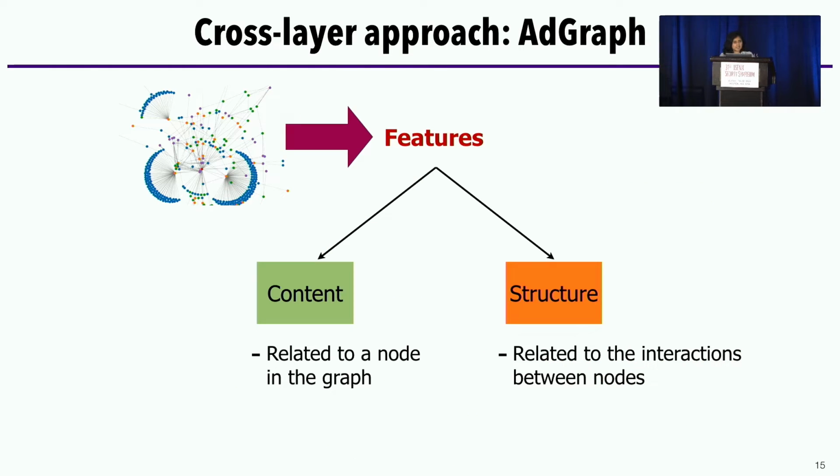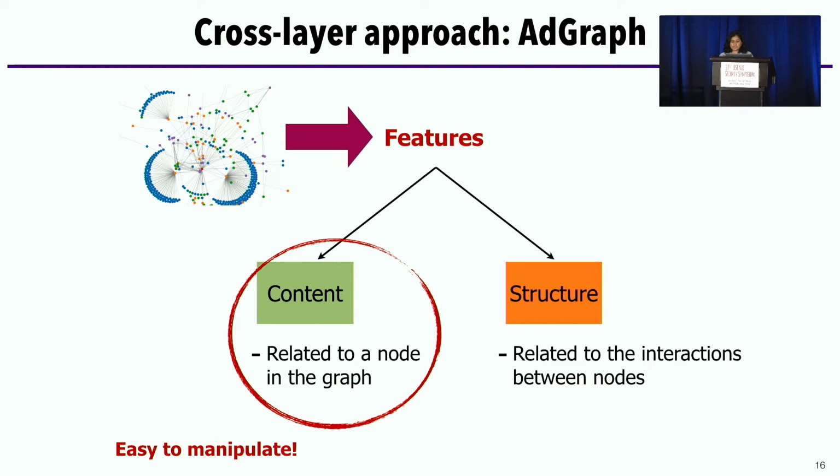Now, what AdGraph does is it builds a graph representation, and then it extracts a number of features which it then uses to train a machine learning model. The features can be broadly categorized into two. We have content features that are related to individual nodes in the graph, such as URL or HTTP information. And then you have structural features which are related to interactions between the nodes, such as the degree of a node or the connectivity and so on. And what we observe is that the content features are pretty easy for an adversary to manipulate.